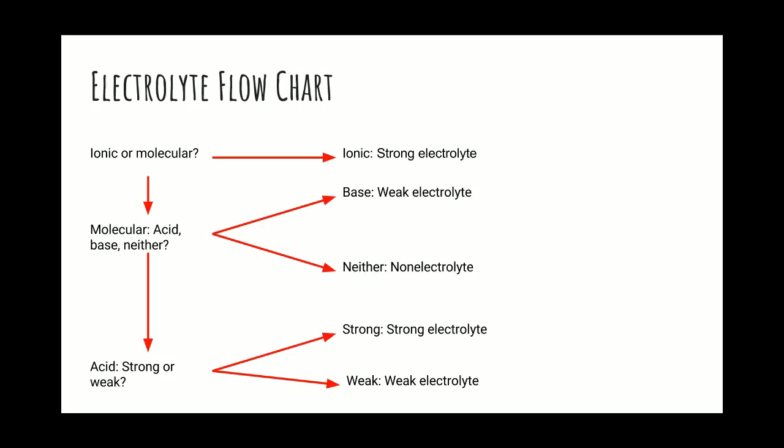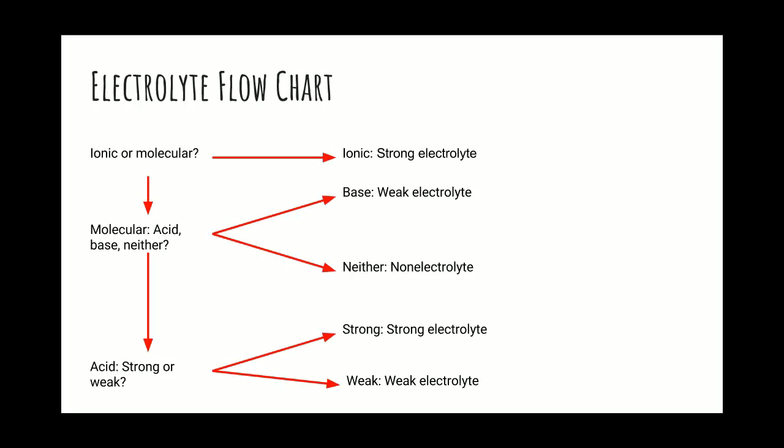Okay, so we're starting here in the upper left-hand corner, ionic versus molecular. If it's an ionic compound, it's going to be a strong electrolyte. If it's molecular, we go down to the middle on the left-hand side, and we say, is it an acid, is it a base, or is it neither? If it's a base, then it's going to be a weak electrolyte. So that allows us to differentiate the bases, say ammonia or any of the organic bases, from the ionic bases.